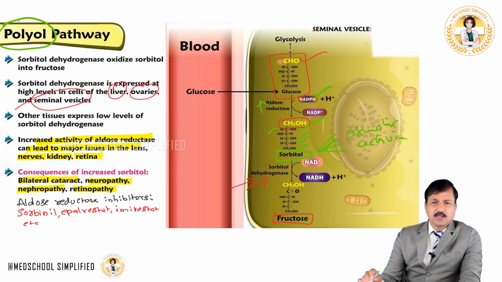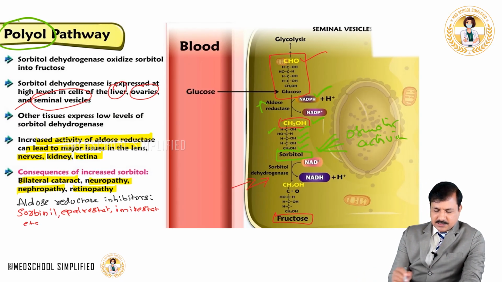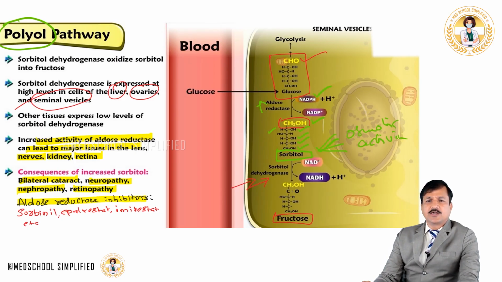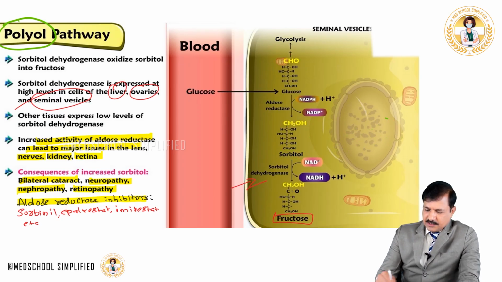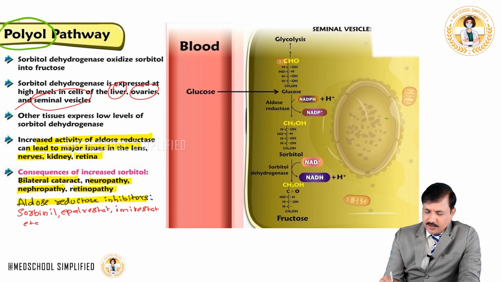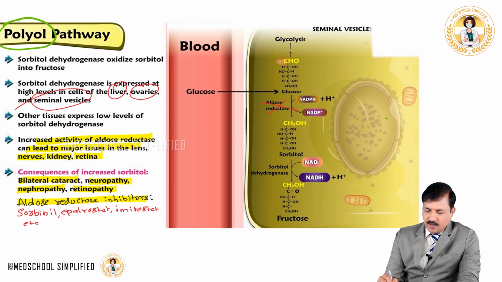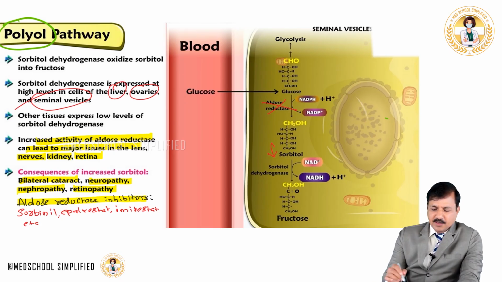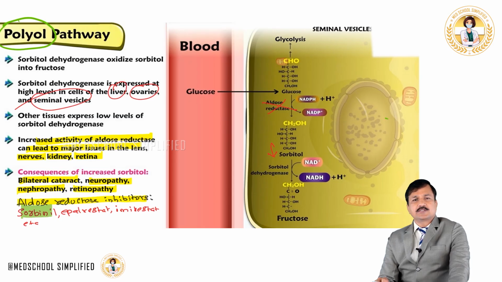Now, sorbitol levels can be decreased in diabetes patients by prescribing a drug which belongs to the aldose reductase inhibitor class. These drugs inhibit the aldose reductase enzyme, thereby decreasing the conversion of glucose into sorbitol. Just to name a few, there is sorbinil. Sorbinil is an aldose reductase inhibitor.